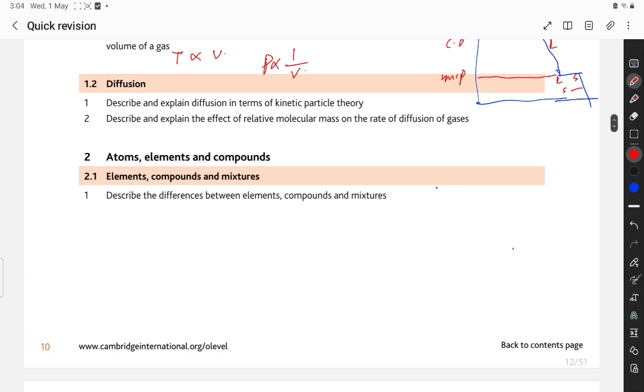Diffusion: describe and explain diffusion in terms of kinetic particle theory. If you are asked to define diffusion, you just write down the definition: movement of particles from high concentration to lower concentration. So write down particles, not molecules, not gas, or any other word.